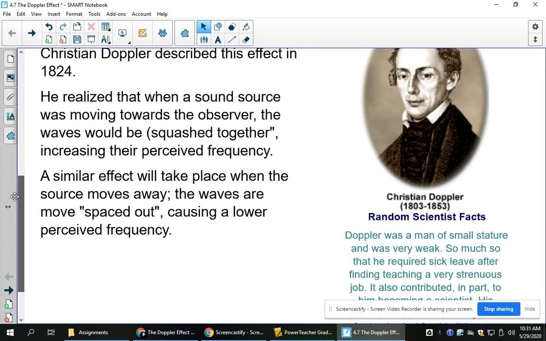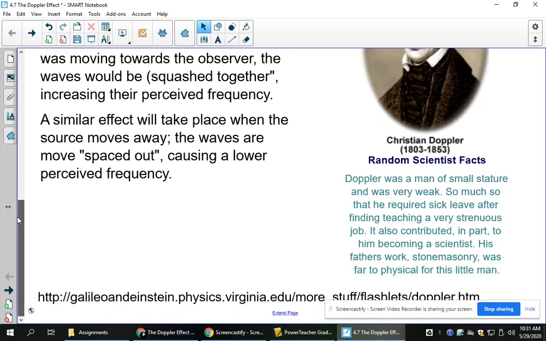Just a random fact about this guy. He was a really small man and he was really weak, so much so that he required sick leave after finding teaching a very strenuous job, and it contributed in part to him becoming a scientist. His father's work, stonemasonry, was just way too physical for this little tiny man to handle.